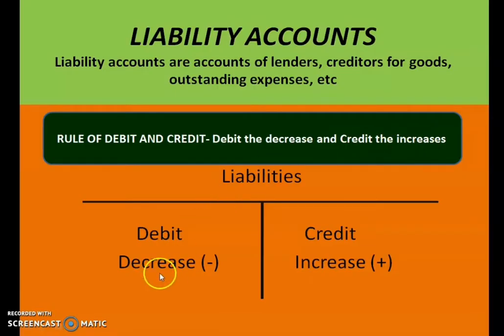Okay, so if your asset increases, what do you do? You debit it. If your asset decreases, what do you do? You credit it. Opposite is the case with liability. When your liability decreases, you have to debit it. If your liability increases, you have to credit it. Okay, remember, it is the opposite of the rule you studied in asset.